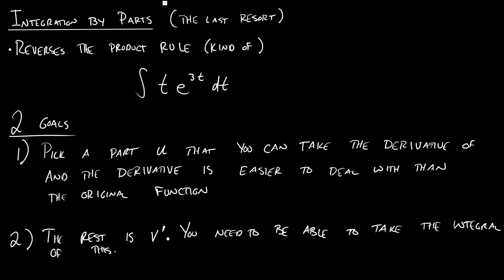Here it is, the long-awaited last method of integration that we have to learn. Now this is called integration by parts, and it basically reverses the product rule. So it's going to help us do problems like this.